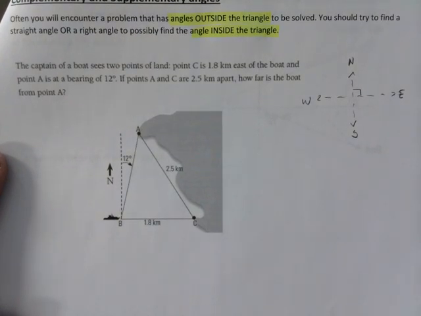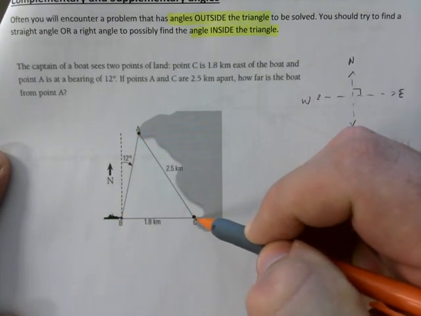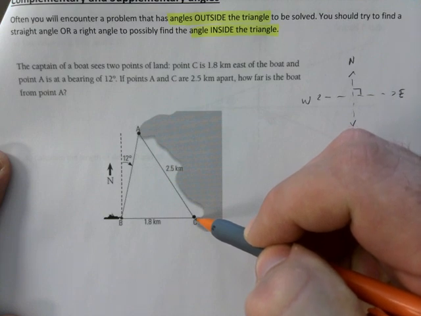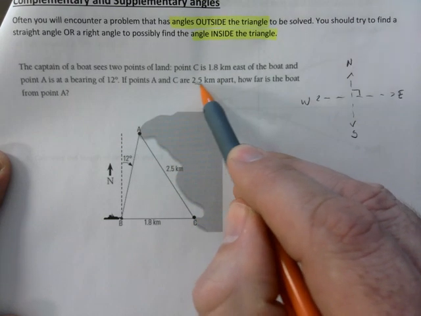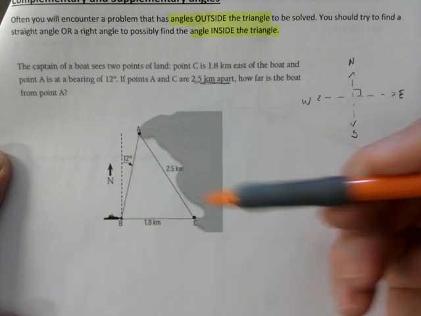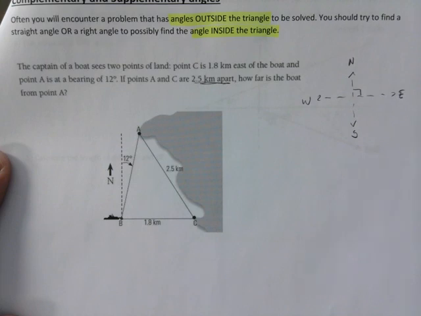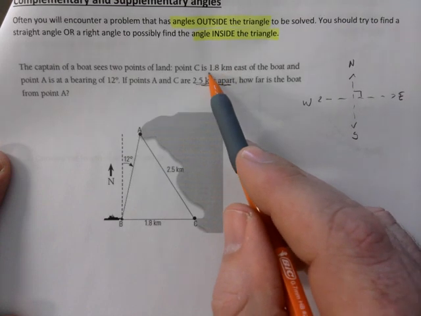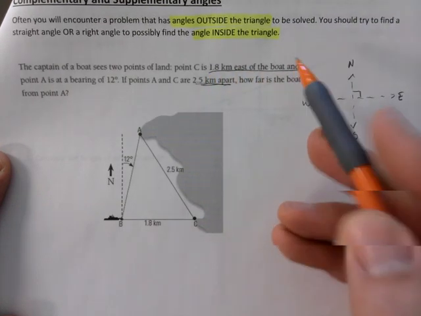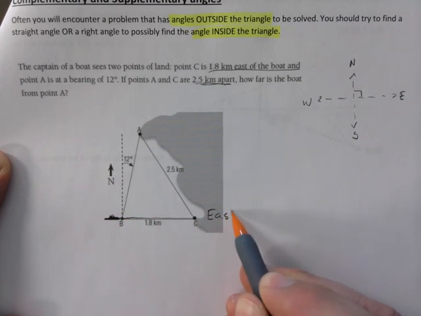Okay, so here we go. The captain of a boat sees 2 points on land. So here's the boat, and there's 1 point there, and the other point is right there. And the points are 2.5 kilometers apart. That is already in the diagram, but be mindful, I will start taking away numbers from the diagram, and you have to add them based on the question. It says 1.8 kilometers east of the boat. So if this is your boat, this is straight east, so we'll go east here.